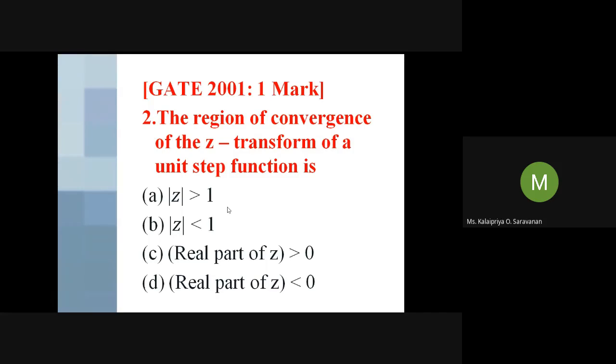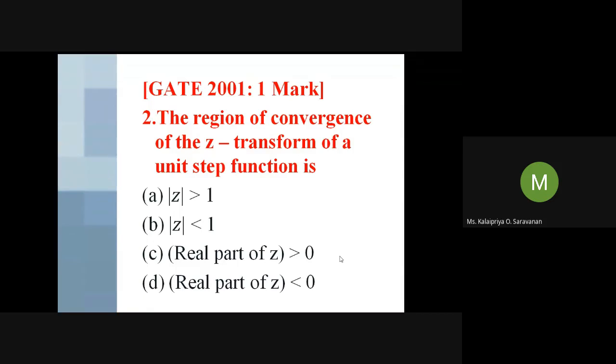The region of convergence options are given as: Z greater than 1, Z less than 1, only real part greater than 0, or real part less than 0. The point here is that the given function is a unit step function, which we define as u of n. u of n will exist only for n greater than or equal to 0. For n less than 0, the value is 0.